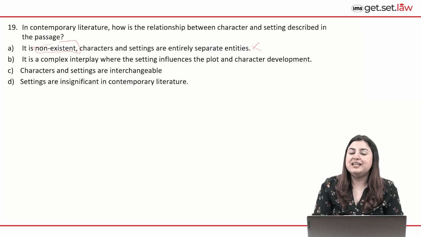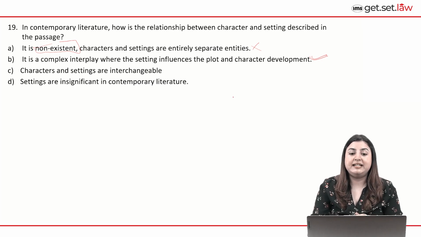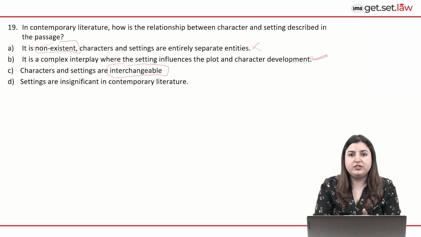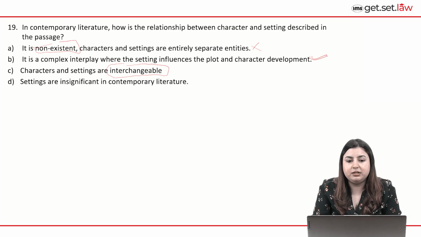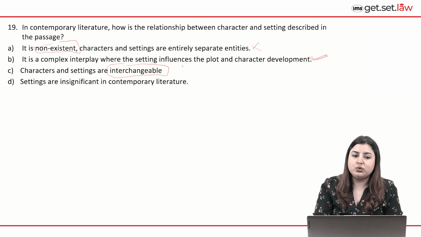B says it is a complex interplay where the setting influences the plot and character development. This is a correct option. This is just the statement I reiterated. C says characters and settings are interchangeable. Now the word interchangeable means that both can be used synonymously, which is not mentioned in the passage. So always, students, this is another key point for you to take from this discussion: always be mindful of the different adjectives and the words, and your vocab game as far as CLAT is concerned has to be spot on, right? We cannot choose C because interchangeable as a term is not implied in the passage.